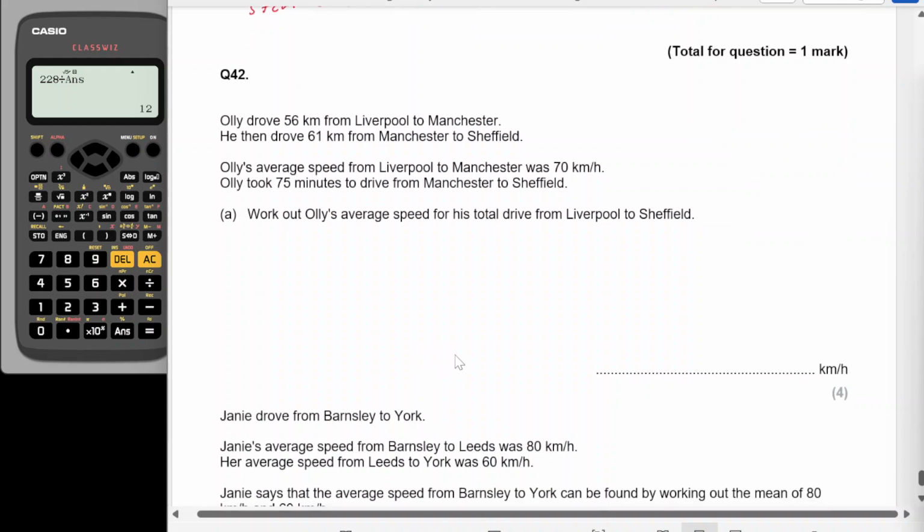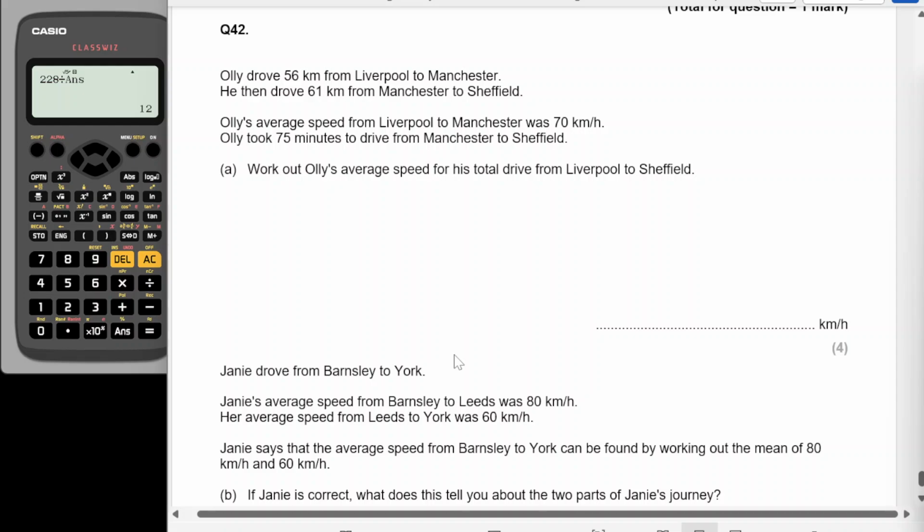Question 42. Ollie drove 56 kilometres from Liverpool to Manchester. He then drove 61 kilometres from Manchester to Sheffield. Ollie's average speed from Liverpool to Manchester was 70 kilometres per hour. Ollie took 75 minutes to drive from Manchester to Sheffield. Work out Ollie's average speed for his total drive from Liverpool to Sheffield.